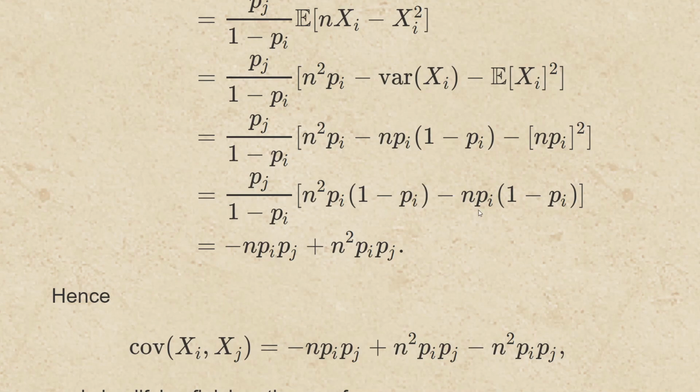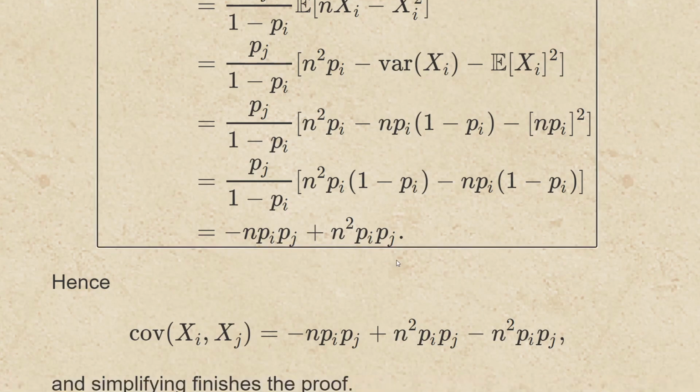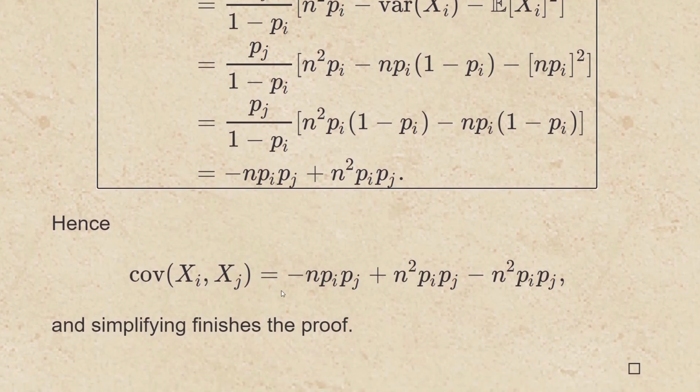And then I can simply write that this is negative n p sub i p sub j plus n squared p sub i p sub j. Hence, the covariance of x sub i with x sub j is negative n p sub i p sub j plus n squared p sub i p sub j minus n squared p sub i p sub j, and the last two terms canceling allows us to finish the proof.